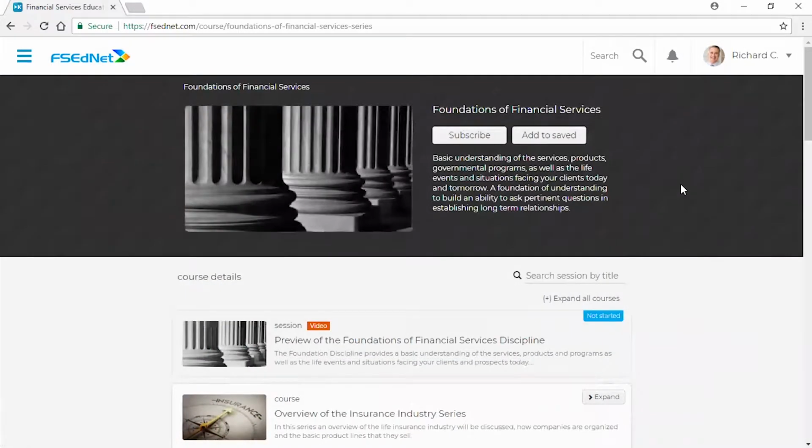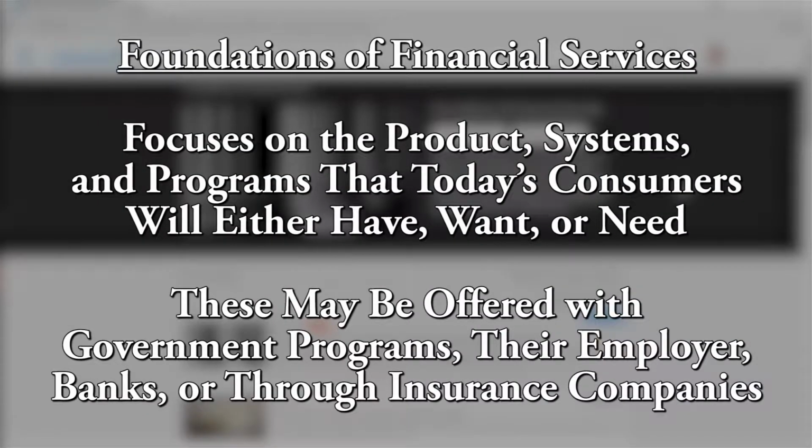The next discipline is the Foundations of Financial Services. This discipline focuses on the products, systems, and programs that today's consumers will either have, want, or need. These may be offered with government programs, their employer, banks, or through insurance companies.